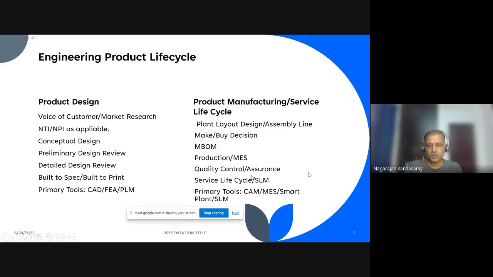The tools in this space are mostly CAM, computer-aided manufacturing, and MES, the manufacturing execution system. I'll also touch upon the smart plant, a concept which is popular and implemented in recent days. With this, I conclude the engineering product life cycle, both design and manufacturing, just touching upon the different aspects so that you can visualize, in a typical car, the different steps involved, starting from market research till the end of the life of the car, or rather the end of its useful life.